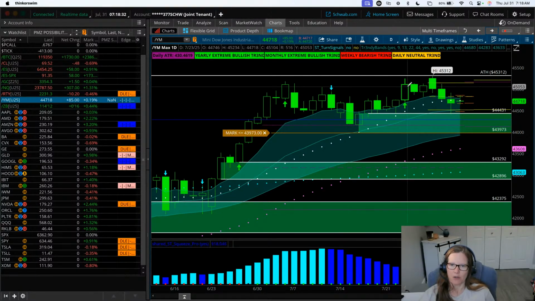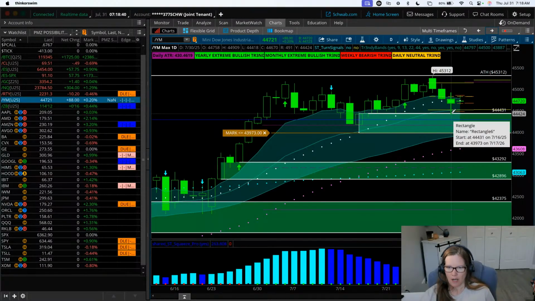All right. So, I also watch the Dow. I just don't share that chart every single day, but that's what I'm looking for here. 44,431 is the demand zone, and it was tested yesterday as well as on July 22nd.